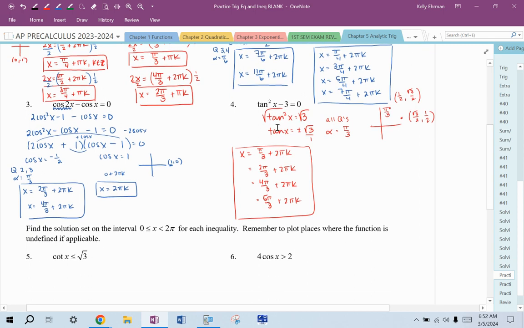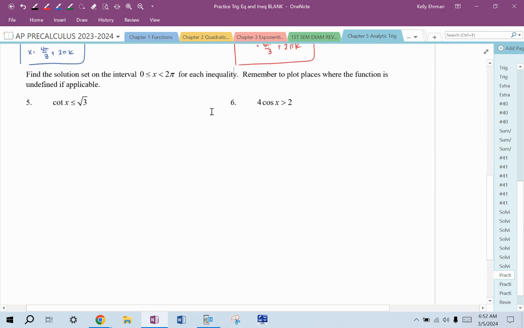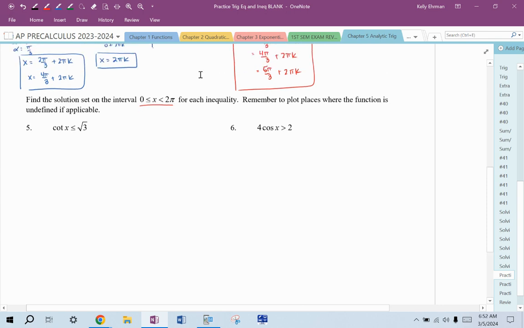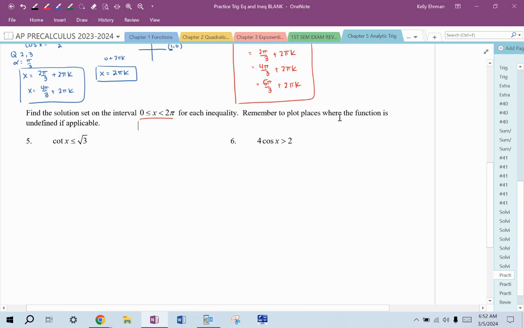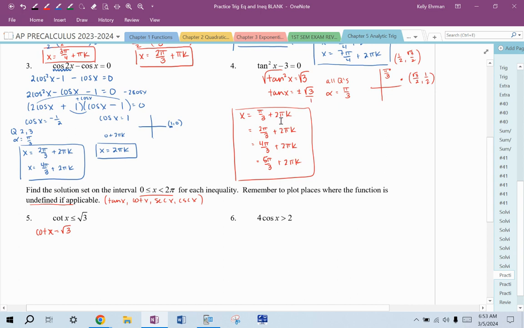Now, when we do inequalities, we're not giving infinite answers. We're just solving between 0 and 2 pi. So we're going to use just non-calculator on these. This says, remember to plot places where the function is undefined if applicable. So really that just applies to tangent, cotangent, secant, cosecant if we had them. All right, so when is cotangent x less than or equal to radical 3? So when is cotangent x equal to radical 3? I just drew these ordered pairs over here. Let's use these.